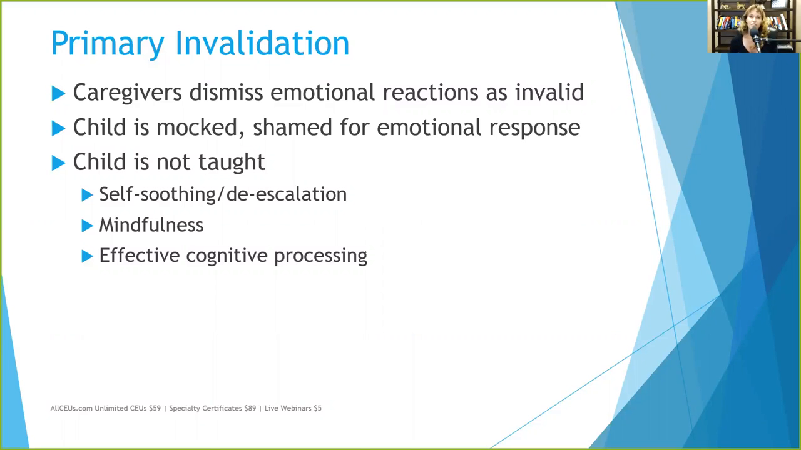So the child is often not taught how to self-soothe or de-escalate. The parent's just like, really? Just let it go and go away, which is not helpful because the child doesn't learn how to deal with it. The child is not taught mindfulness to figure out, okay, what's causing this? And the child is not taught effective cognitive processing.